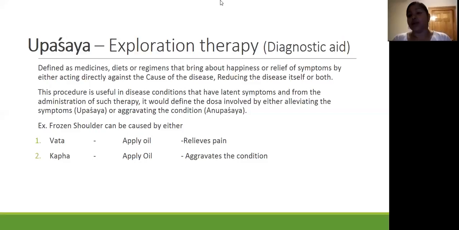So how do we know which one to treat first? How do we know which one is number one and which one is number two? We figure that out by doing this procedure, or these different sort of exploratory therapies known as upashaya.